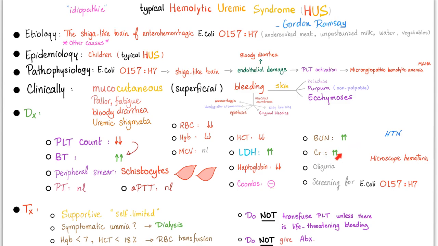BUN and creatinine are high because of the acute renal failure. Oliguria could be there because of the acute renal failure. Microscopic hematuria and hypertension because of the acute renal failure. Screening for E. coli 0157H7 can help you.